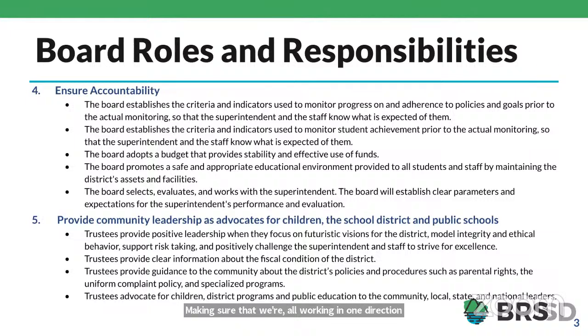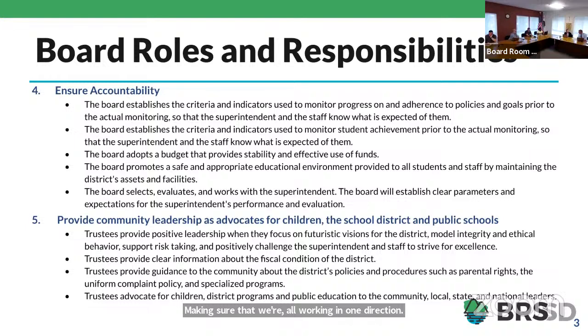And finally, the board has one employee, that is the superintendent. So the board selects, evaluates, and works closely with the superintendent to ensure that our district is headed in the right direction. And finally, fifth role and responsibility, and probably the most important, the board provides community leadership that advocates for children and school district and public schools. The board's primary focus is to advocate for children in the district programs, making sure that we are leaders locally and across the state.